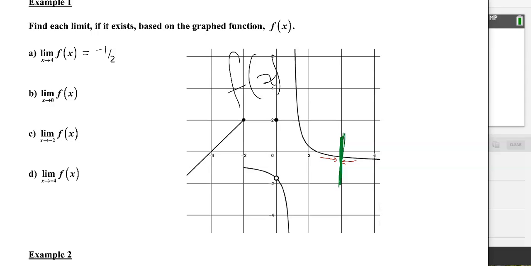Okay. Anyways, the next one: the limit as x approaches 0. Now my x values are getting close to 0. So I'm just saying, as I get close to 0, again, this is not necessarily what it is there, but as I get close to 0, what are my y values approaching?